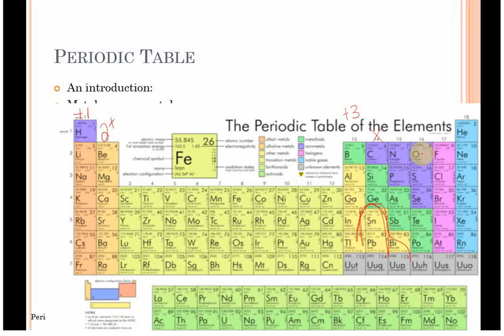Group 5 has 1, 2, 3 steps to make it to group 8, so this is going to gain 3 electrons or have a 3- charge. Everything in group 6 is going to be 2-, group 7 is 1-, and we don't worry about the charges here either.